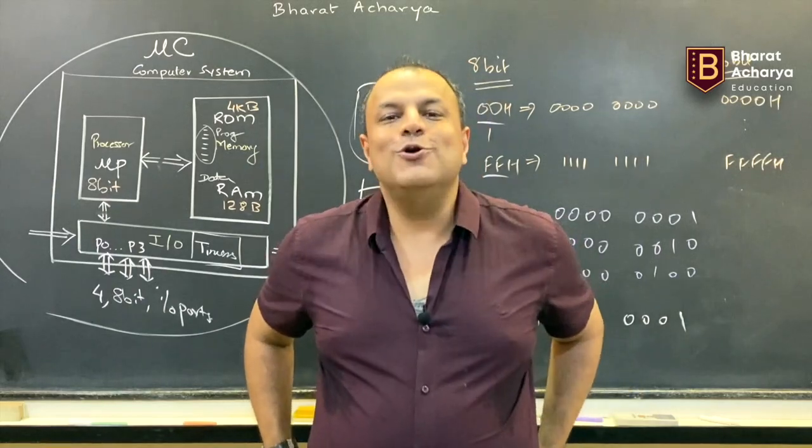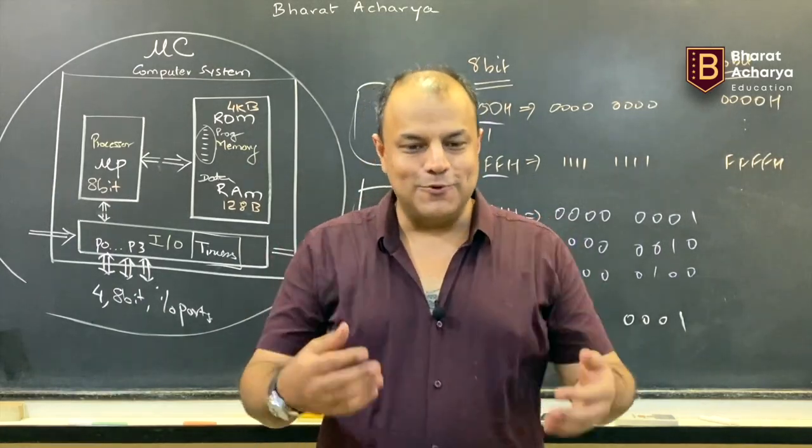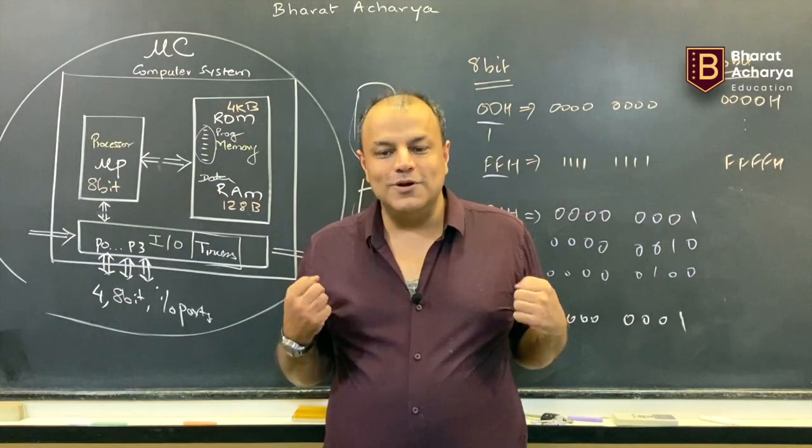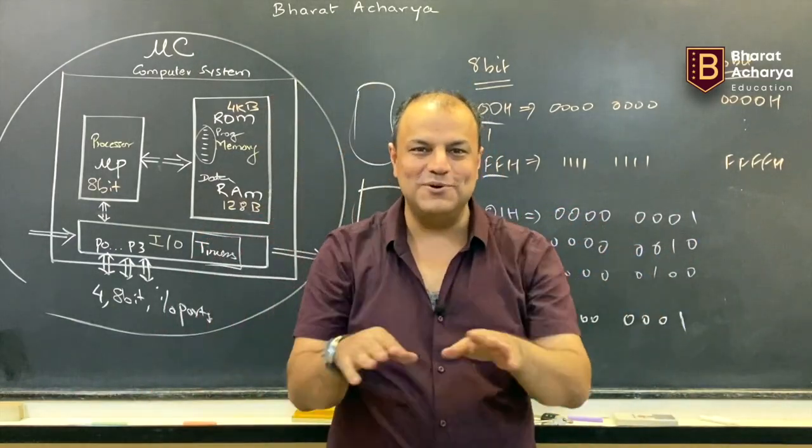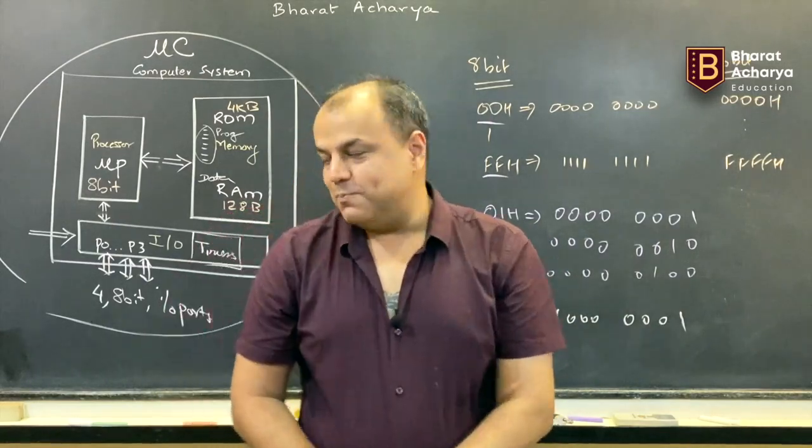So this is what you do with ports. Ports can be used by the programmer to input information from the real world and to cause actions in the real world. Are you clear? So they can be used for input and output. That's about the ports. So there are 4 ports.